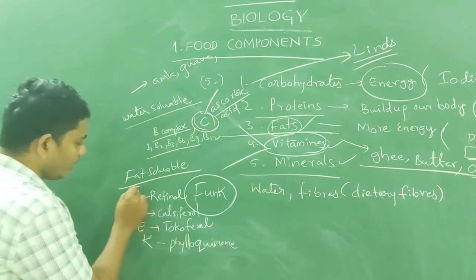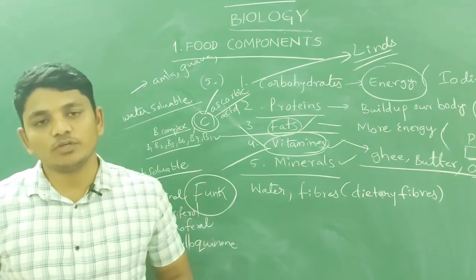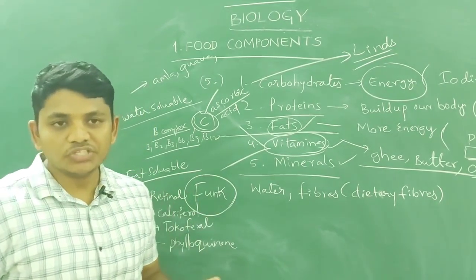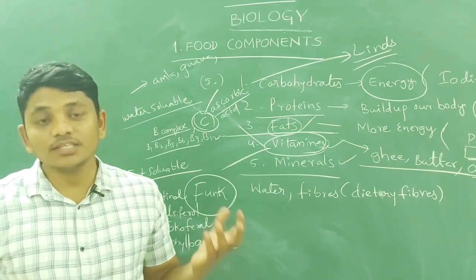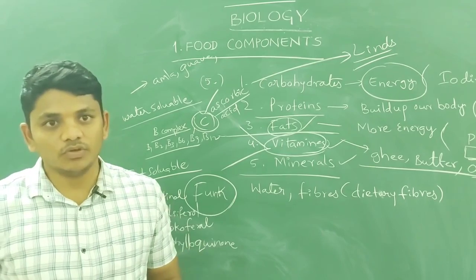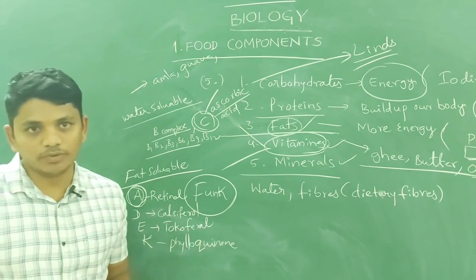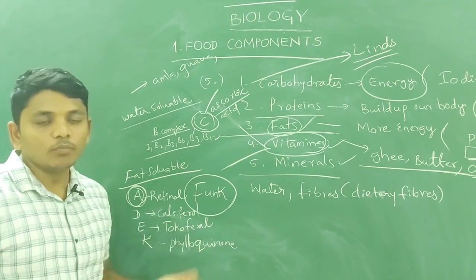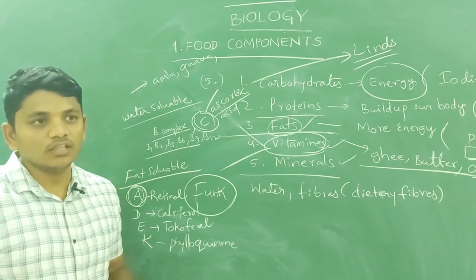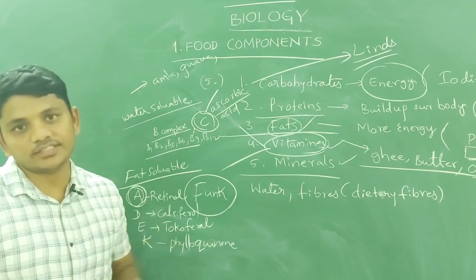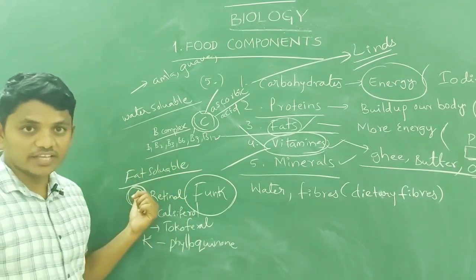And let us discuss A vitamin. A vitamin is widely available in leafy vegetables. It is very important for our body. In A vitamin, there are some fibers also. If we eat more A vitamin rich food materials like vegetables, that is very good for our eyes. So for the best eyesight, A vitamin is very essential.